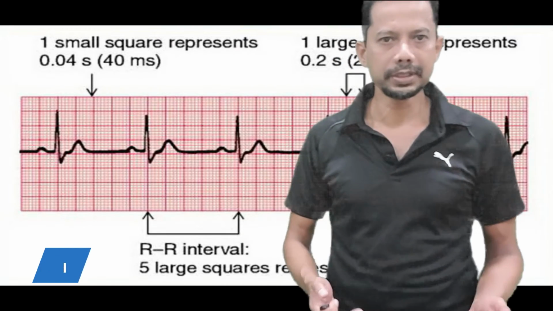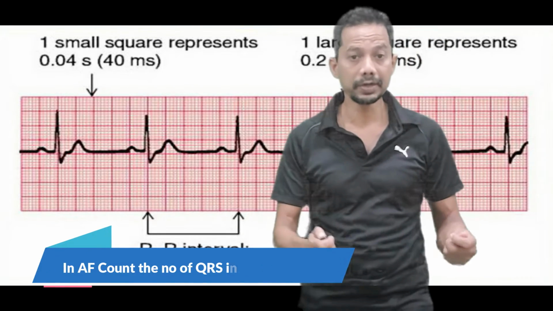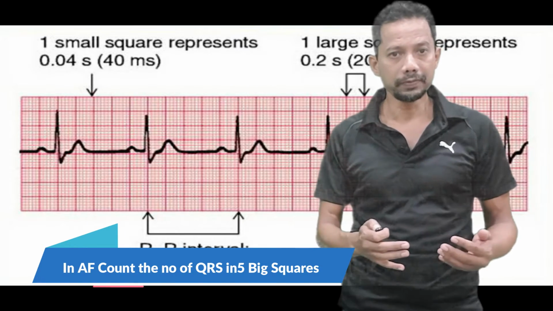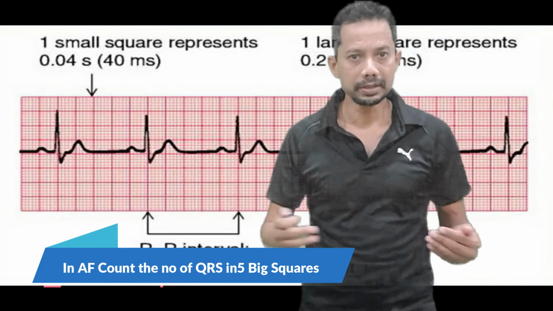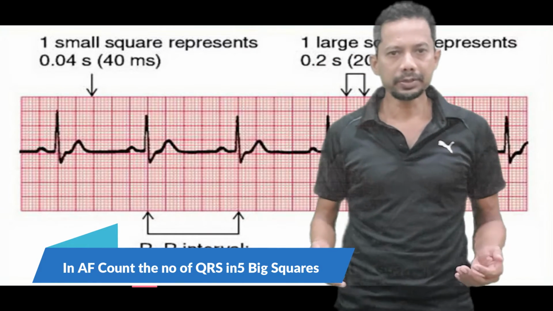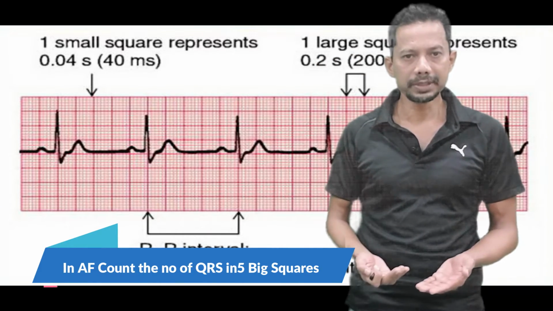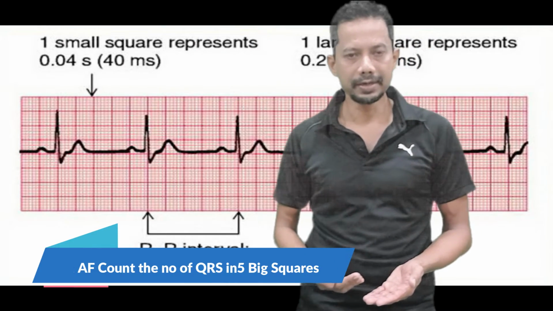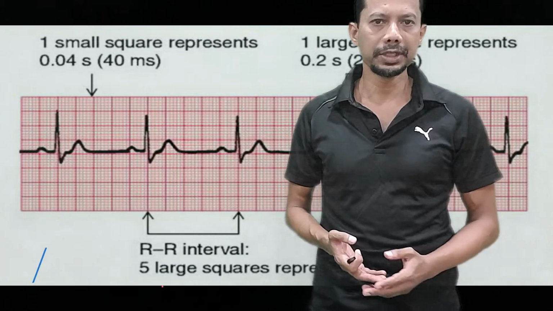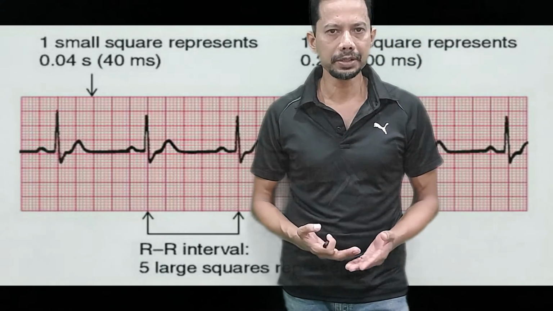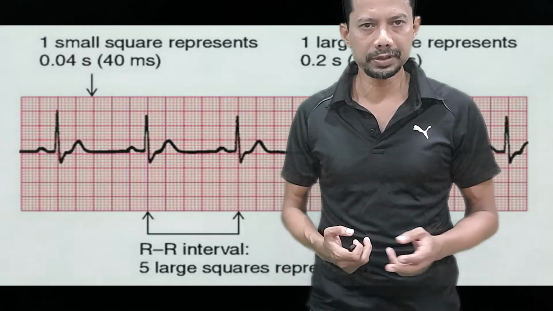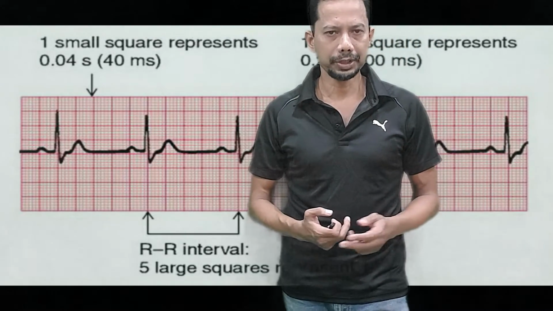So the importance of this is in atrial fibrillation where the RR interval is irregular. You can calculate the heart rate by calculating the number of QRS complexes in 1 second. That is the number of QRS complexes in 5 big squares multiplied by 60, that is the heart rate in atrial fibrillation. We have discussed the calibration of the ECG paper and its importance, and if you want to know about it you can go back to the previous video.